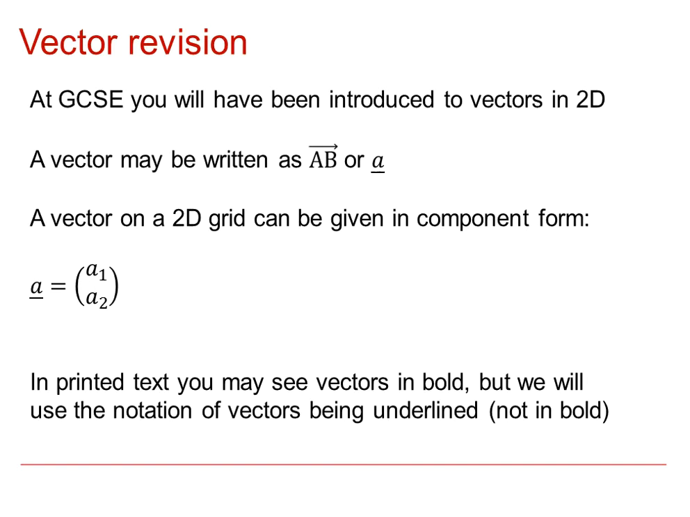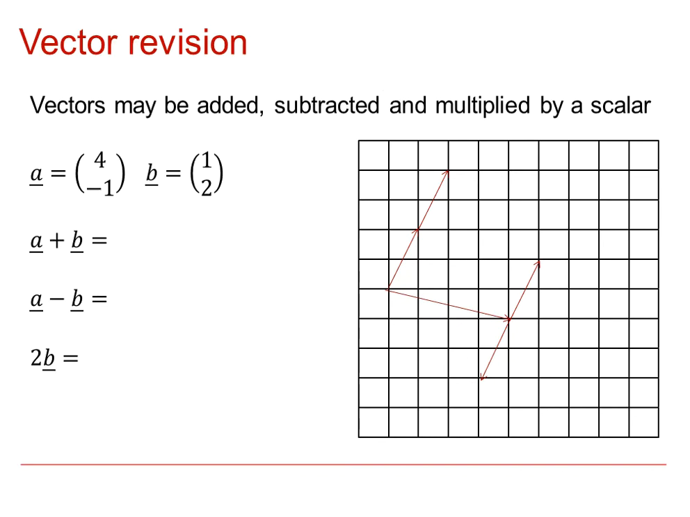A vector on a 2-dimensional grid can be given in component form. So, vector A equals element A1 in the x direction and A2 in the y direction. In printed text, you may see vectors in bold, but we will use the notation of vectors being underlined, i.e. not in bold. Vectors may be added, subtracted, and multiplied by a scalar. Let's look at some examples where we have that vector A equals (4, -1), and vector B equals (1, 2).